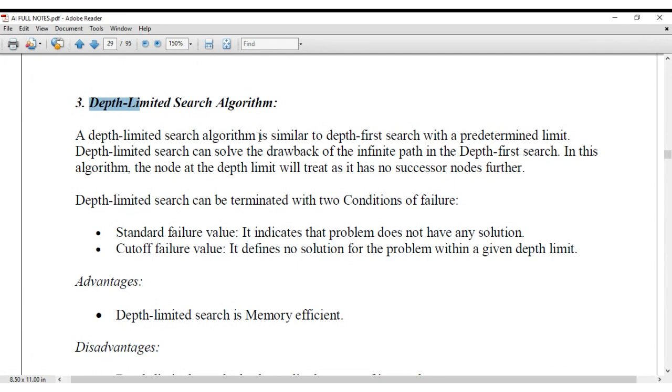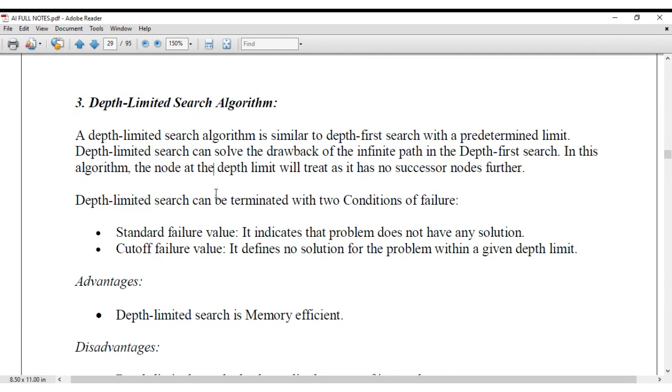So can you see here, depth limited search solves the drawback of what? The infinite path. So you can have an infinite path or an infinite search space, and the depth limited search addresses that problem in that it limits how deep it can go to a node if that search space is infinite. Okay, so in this algorithm, the node at the depth limit will be treated as having no successor nodes. In other words, the algorithm will set a limit to how deep it will search.